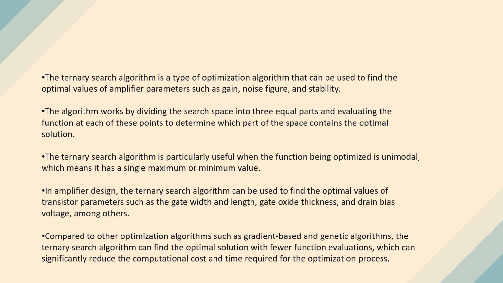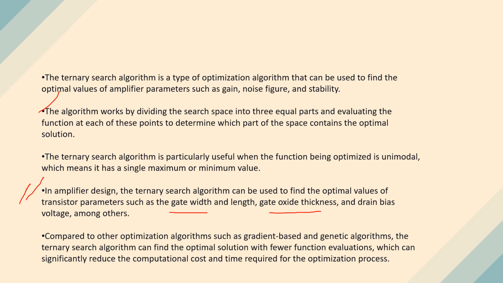So the algorithm works by dividing the search space into three equal parts, as we all know, and evaluating the function at each of these points, and it will determine which part of the space contains the optimal solution. The ternary search algorithm is particularly useful when the function being optimized is unimodal, which means it has a single maximum or minimum value. In the amplifier design, the ternary search optimization algorithm can be used to find the optimal values of different transistor parameters such as gate width, length, gate oxide thickness, drain bias voltage, and others.